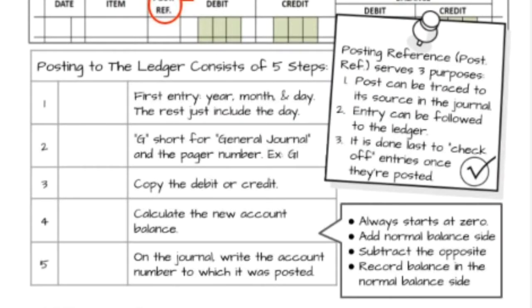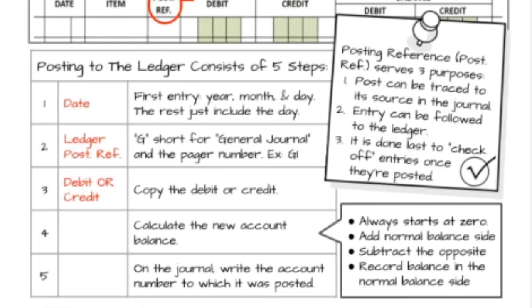Posting to the ledger consists of 5 steps. The first thing you do is you enter the date. Just like the journal, the first entry includes the year, month, and day, and then the rest just include the day. So you copy the date straight from the journal. Then you do the ledger postref. This is where the G is short for general journal, and the page number is included as well. So G1 is what you would write in the postref column of the ledger.